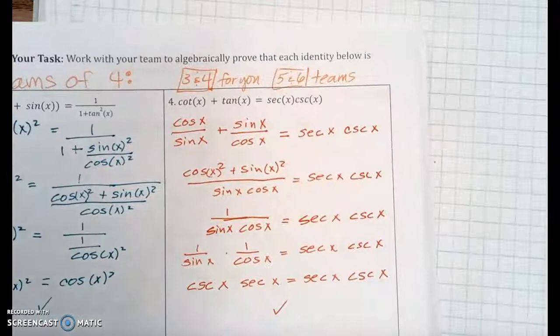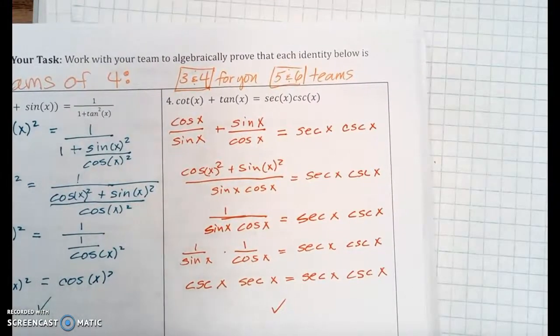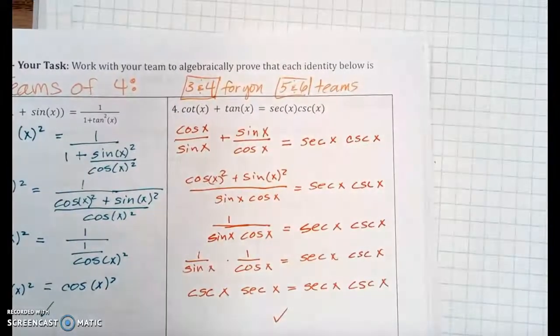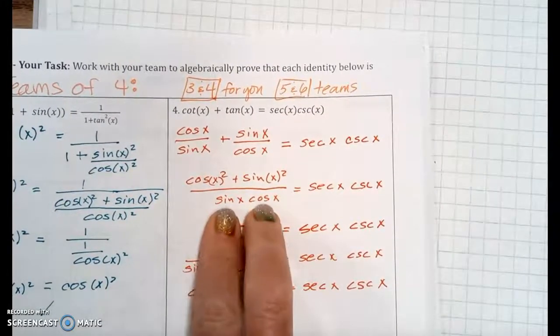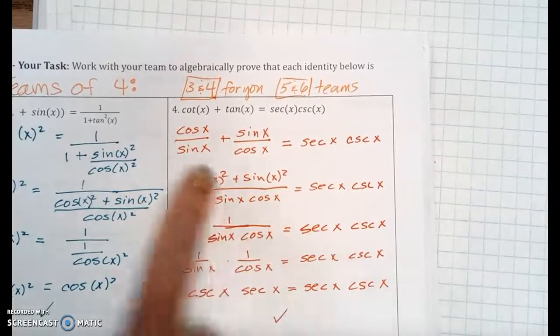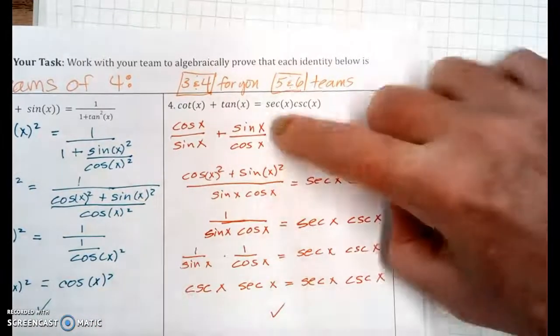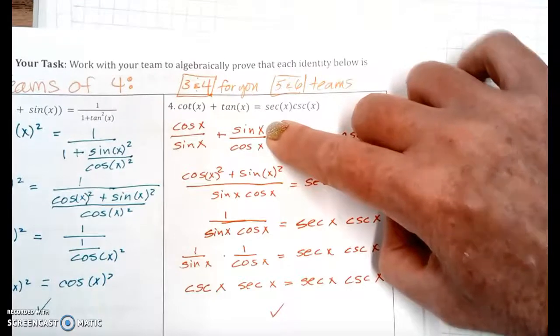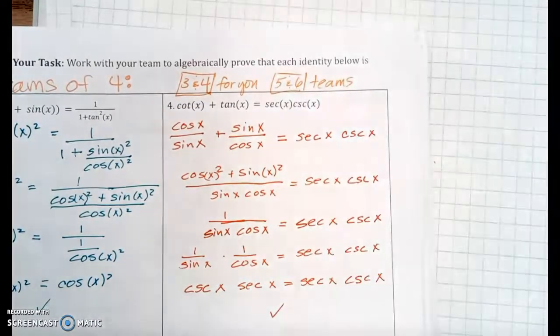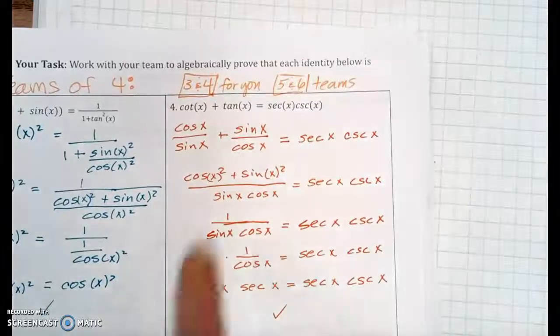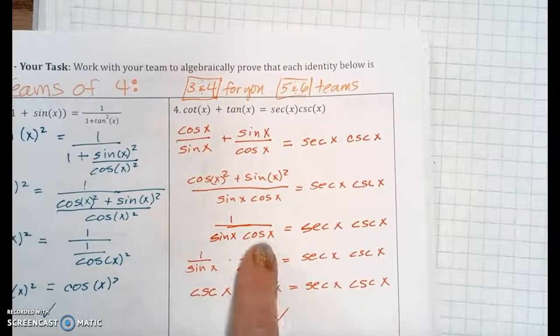Number 4, we're going to take the cotangent of x and rewrite it as cosine of x over sine of x. We're going to rewrite tangent of x as sine of x over cosine of x. And we're going to leave the right-hand side alone for right now. Now we're going to take these two and rewrite them with a common denominator of sine of x cosine of x, which means I need to multiply this one by the cosine of x. That's where the squared comes from. And I need to multiply this one by the sine of x, which is where the sine of x squared comes from. And then the numerator is our identity, 1 over the sine of x times the cosine of x.